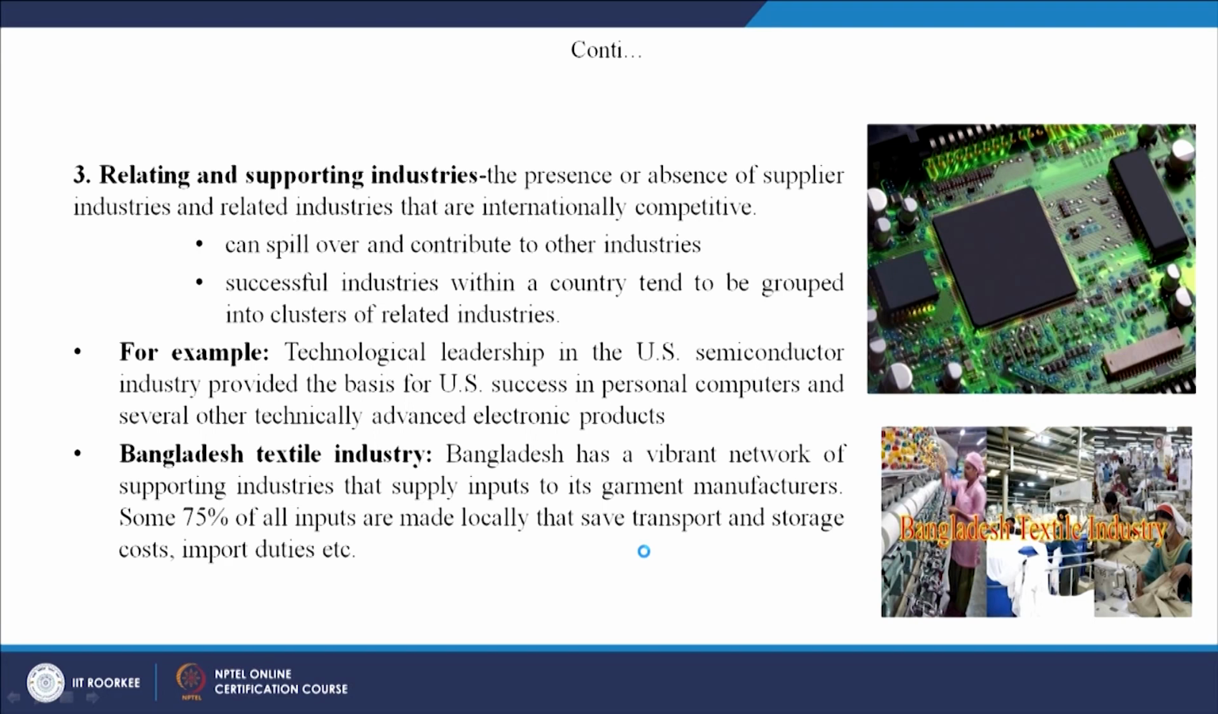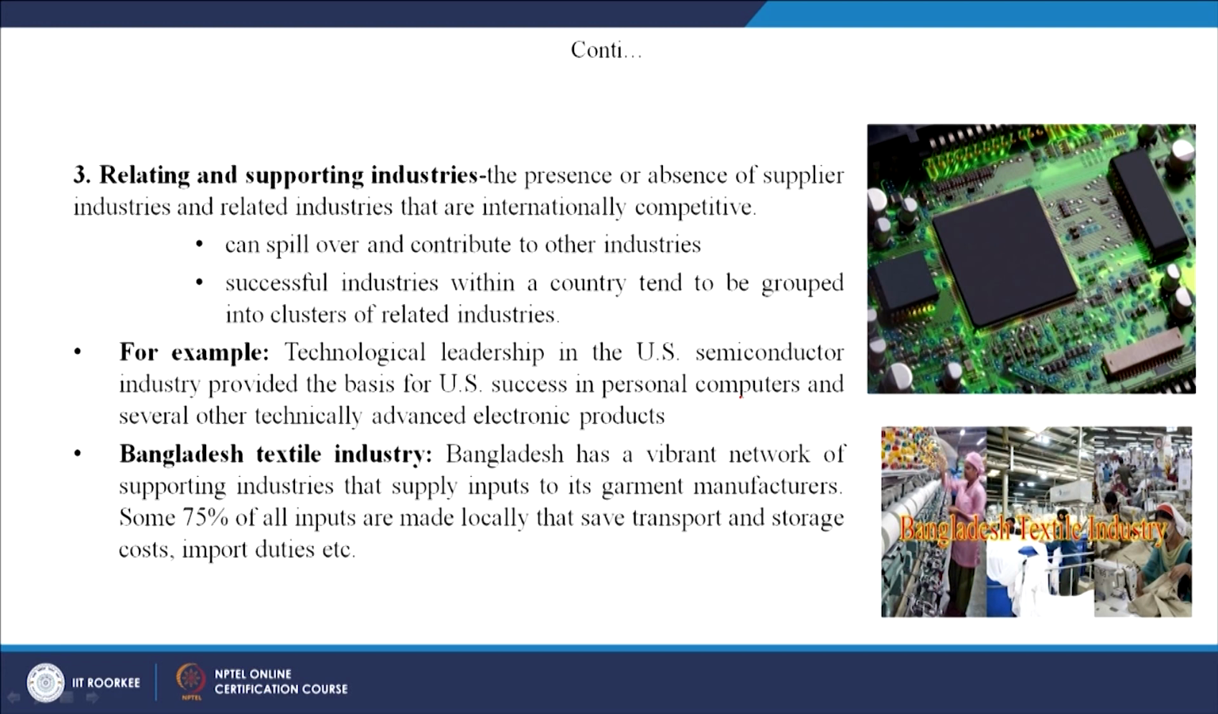Related and supporting industries: the presence or absence of supplier industries and related industries that are internationally competitive. What does it mean? They can spill over and contribute to other industries, right. Successful industries within a country tend to be grouped into clusters. For example, the technological leadership in the US semiconductor industry provided the basis for US success in personal computers.